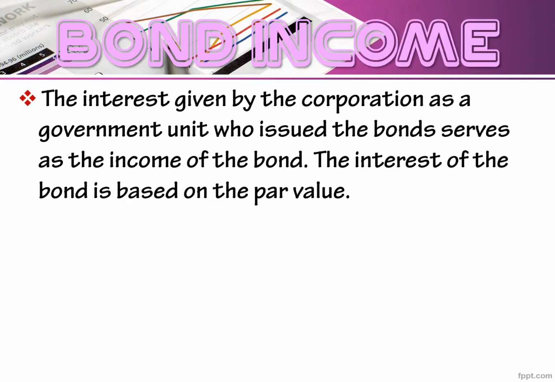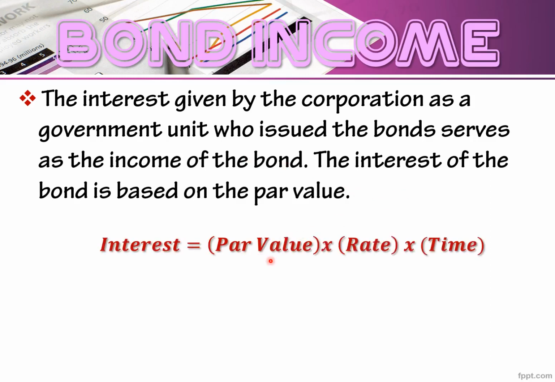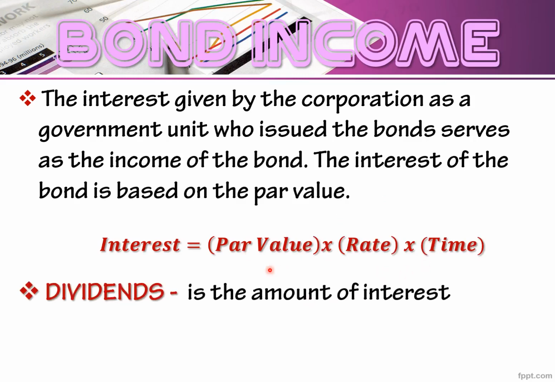How do bondholders earn income? The interest given by the corporation or government unit who issued the bonds serves as the income of the bond. The interest of the bond is based on the par value because the par value serves as the principal. So to compute for the interest, that is equal to the par value times the rate times the time. So this is how a bondholder earns, or that is the amount of the interest.